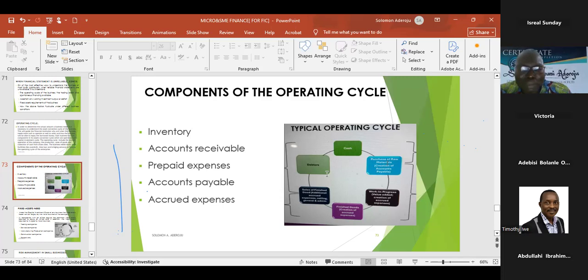That's the beauty of assessing the operating cycle of any business. Every business has its own operating cycle. So you have to consider that when you are looking at the financing structure.